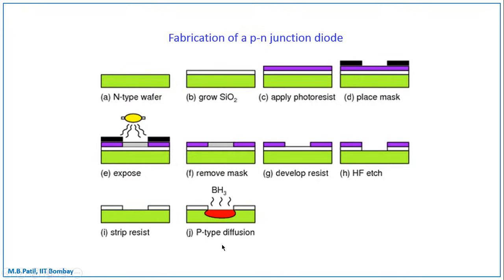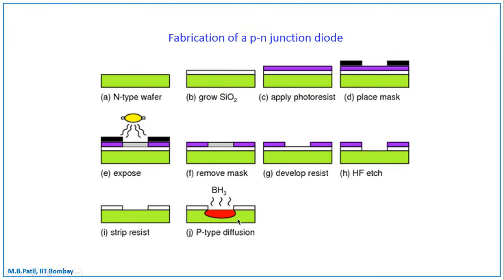And that is followed by a p-type diffusion step. That means the wafer is heated to a high temperature like we have seen some time ago in a diffusion furnace, and the boron gas BH3 passes over the wafer. And because of this oxide, nothing happens in these regions, but where there is no oxide, the boron atoms get inside, and that makes it p-type. So now we have p-type semiconductor here, and our original sample was n-type, so we have a p-n junction.